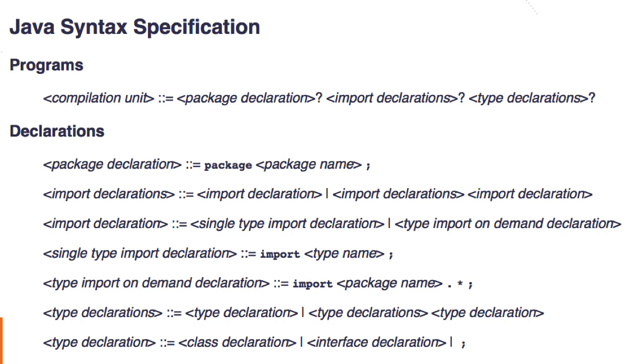So compilation unit is the start symbol, and then there's some number of package declarations, some number of import declarations, and some number of type declarations. If we look at the declaration rules, we can see that we can only have one package declaration, but as many import declarations as we want, and as many type declarations as we want. Type declarations is where the magic happens. Type declarations can be class declarations or interface declarations.